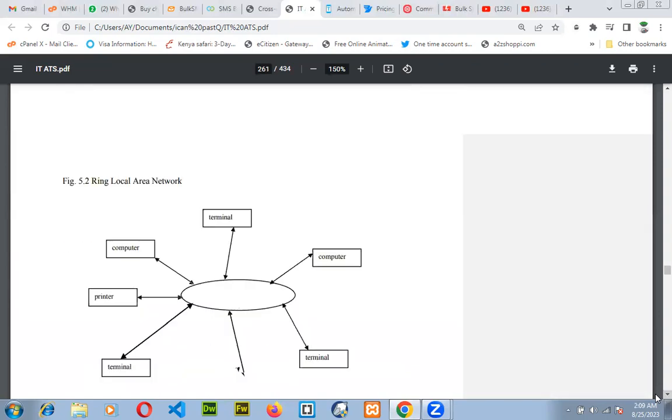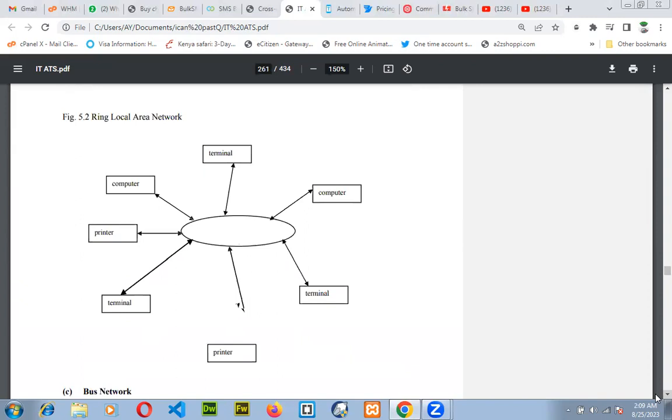So this is a diagram of a ring network. It's like a ring. All computers are connected to that ring.